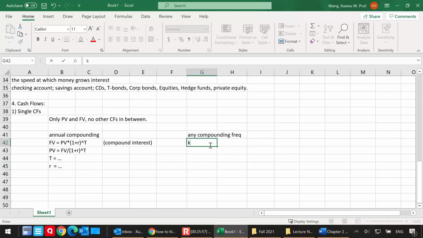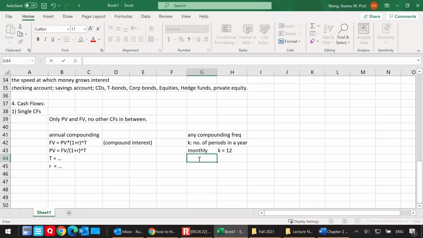If you want to move on to any other compounding frequency, then I'm going to introduce a parameter k. k is defined as the number of periods in a year. So k is the compounding frequency parameter. If you're talking about monthly compounding, k is equal to 12 because you have 12 months in a year. So every month your money grows interest; your money compounds interest.